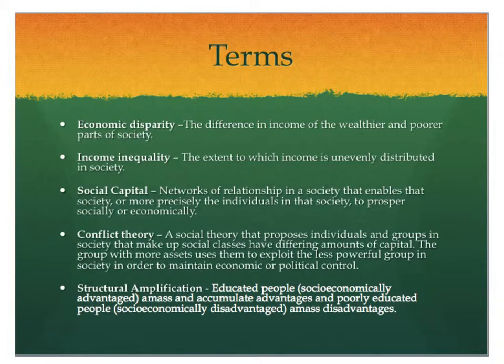Conflict theory: a social theory that proposes individuals and groups in society that make up social classes have differing amounts of capital. The group with more assets uses them to exploit the less powerful group in society in order to maintain economic or political control. Structural amplification: educated people, socioeconomically advantaged, amass and accumulate advantages, and poorly educated people, socioeconomically disadvantaged, amass disadvantages.